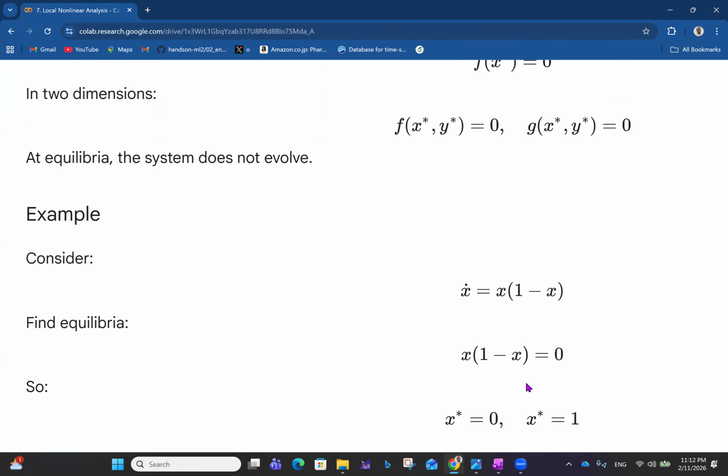So imagine this example. Consider x dot equals x into 1 minus x. We've seen this logistic looking expression so many times. In fact, it has become a regular feature in almost every video under dynamical systems. So to find the equilibrium, you just equate to 0, right? And then you have x star equals 0 and x star equals 1 based on what you have here.